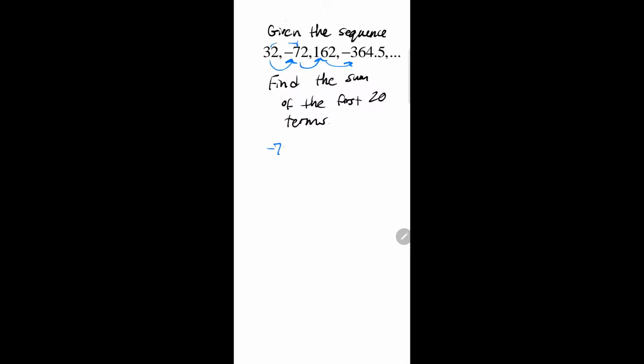So negative 72 over 32 simplifies to negative 9 over 4. And then to see if the same pattern is going on, let's do 162 over negative 72, and that also simplifies to negative 9 fourths. Cool, so there is a common ratio. We know our r value is negative 9 fourths.